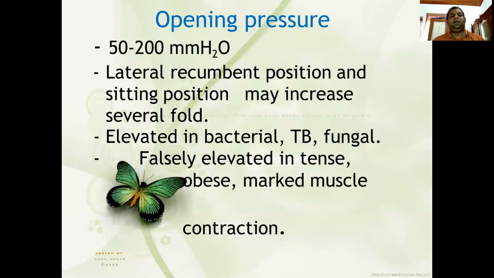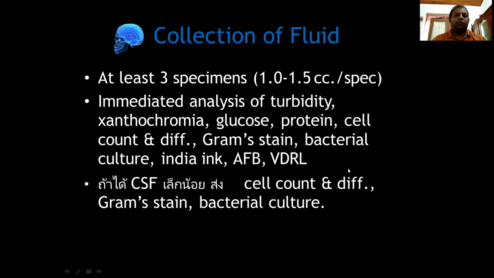CSF analysis. So opening pressure is there. Usually it's high in bacterial, TB, and fungal. Collection of fluid, CSF: we prefer 3, maybe 5 tubes. Once the lumbar puncture is done, we have to immediately analyze turbidity, xanthochromia, glucose, protein, cell count, that is the full report, gram stain, bacterial culture, India ink, depending on the case. Cell count and differential count in CSF is very much important. Then we do gram stain and bacterial culture.